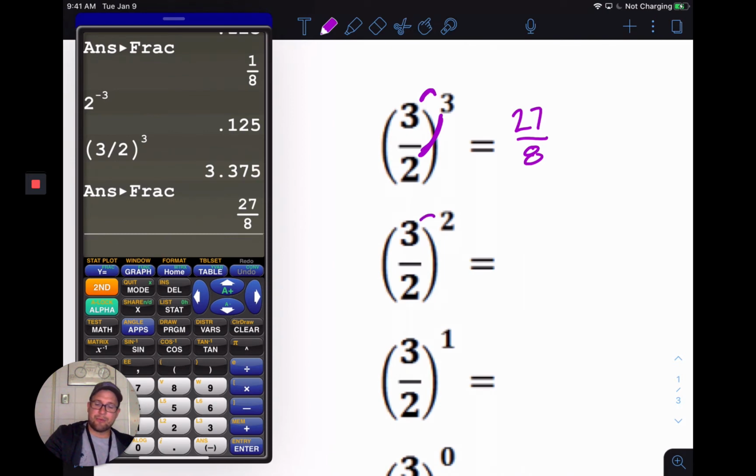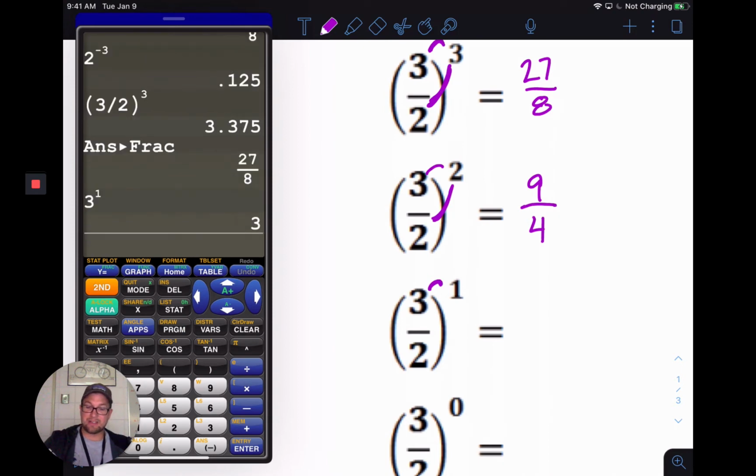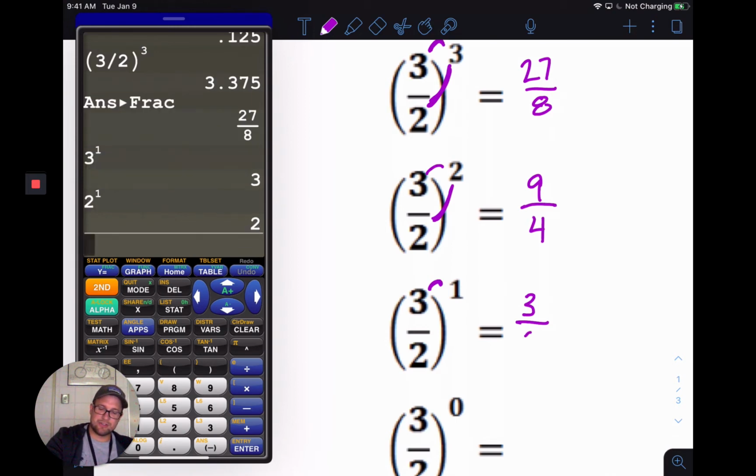Now, if I had 3 to the second power, wouldn't that just give us 9? And 2 to the second power would give us 4. So we're starting to develop these same rules again. Okay, 3 to the first power, well, maybe we're not sure quite, but if I took 3 to the first power, that actually is just 3 still. And if I took 2 to the first power, that would still give us 2, right? So we're starting to develop this pattern that goes along.